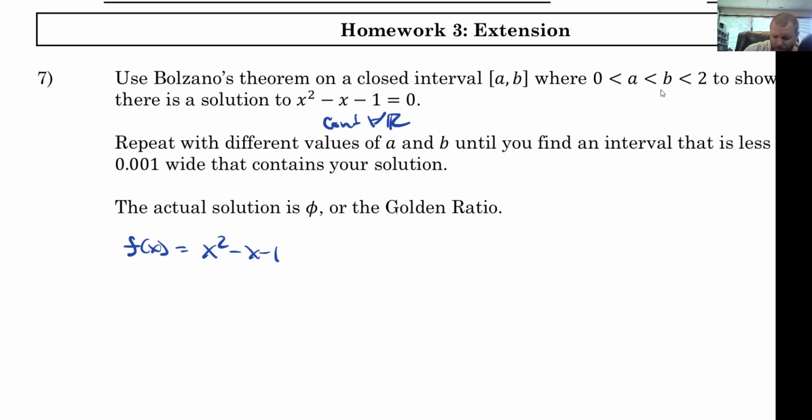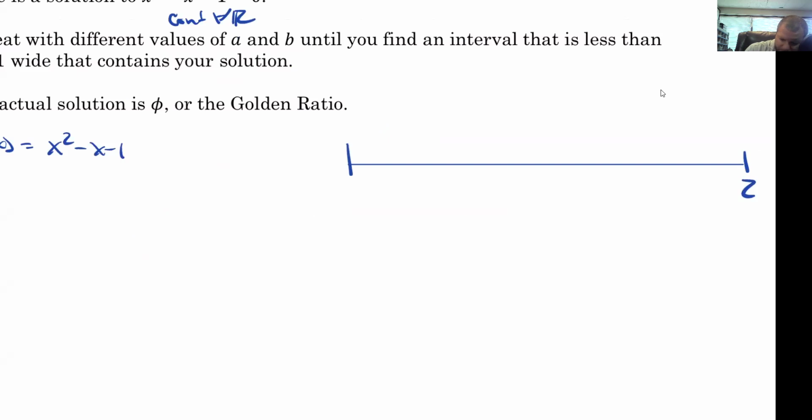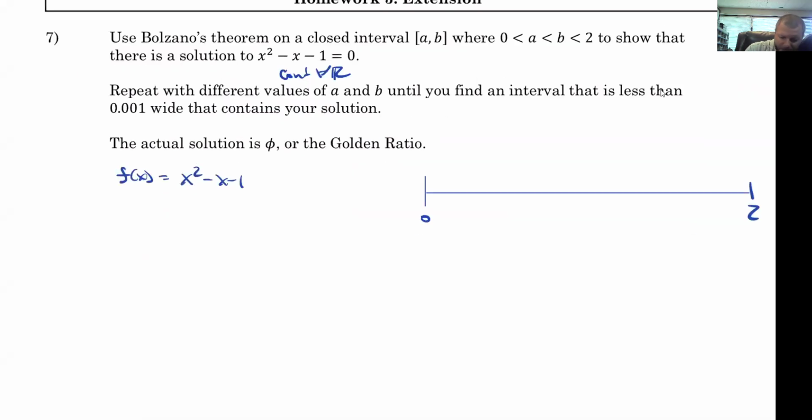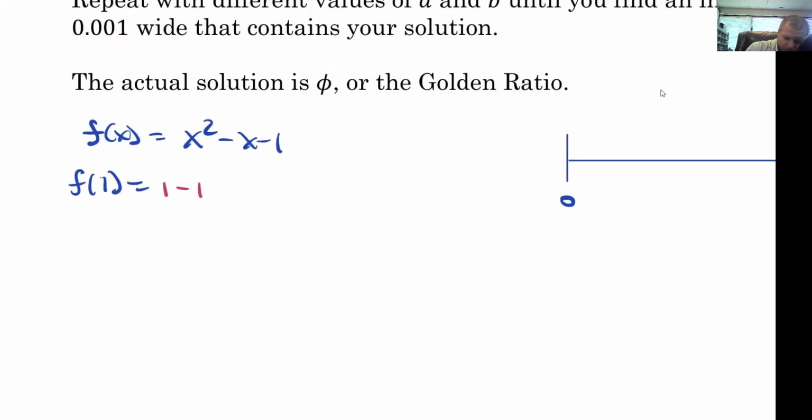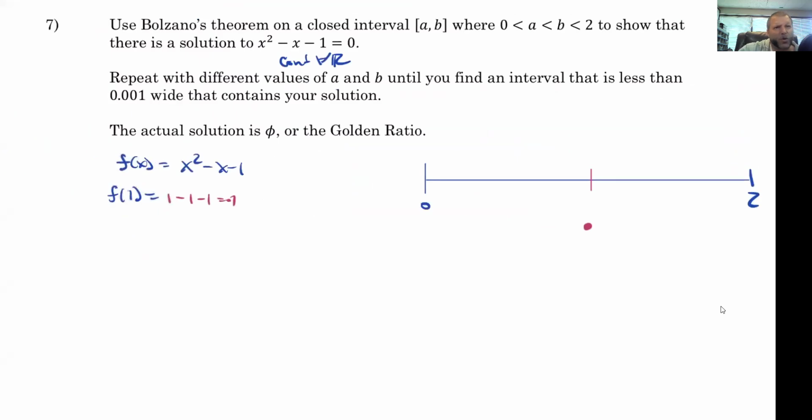So what I want to do, here's kind of the idea. Here's 2, here's 0. I'm going to just pick some number and see what I get. Let's maybe do x is equal to 1. So f of 1 is going to give me 1 squared minus 1 minus 1, so that's going to be negative 1. So I found that at 1, I have a negative y value. Cool. So then my goal is, can I find some positive value?